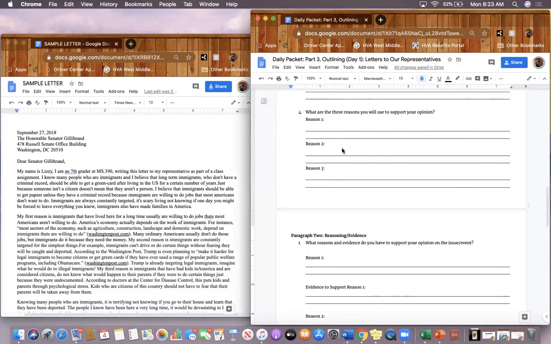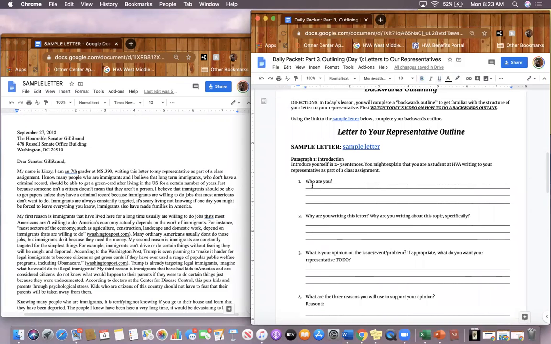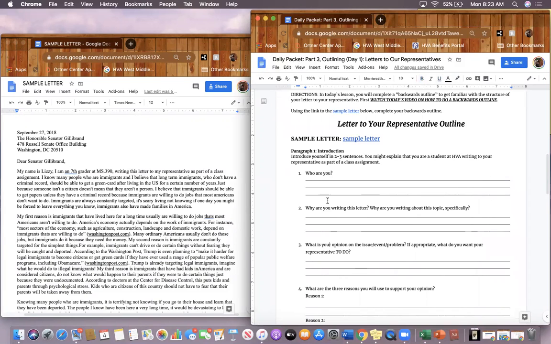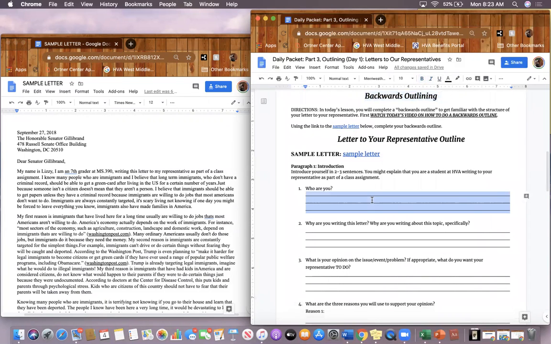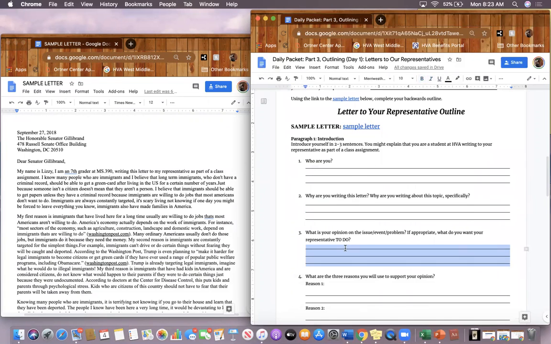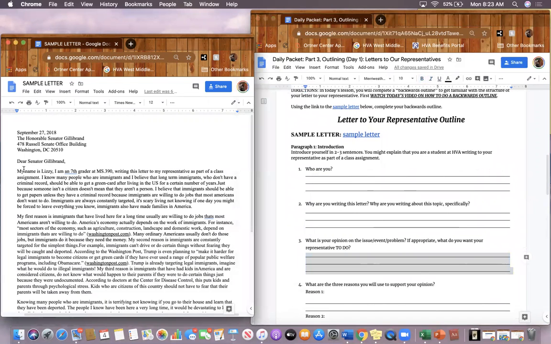What needs to go in each paragraph is specified for you throughout the outline. You will start filling in this outline for your letter tomorrow. But today, we're going to do a protocol called backwards outlining. We're actually going to fill in this outline. We're going to answer these questions based on the information available in the sample letter. So here we go. Let's begin by reading the first paragraph of the example letter.